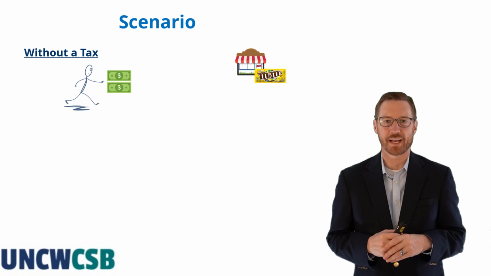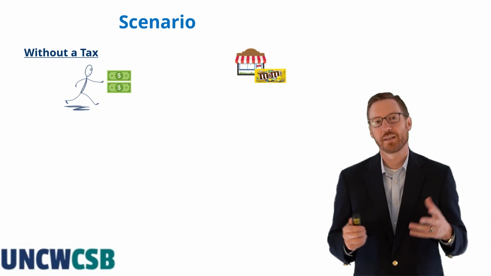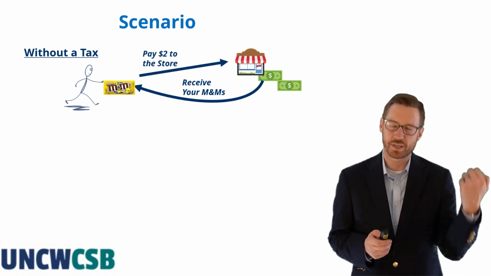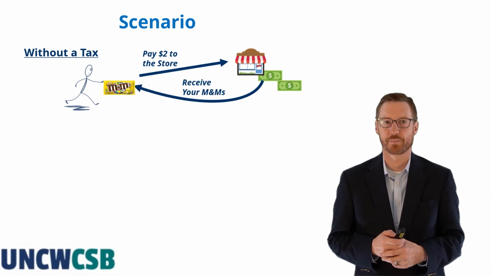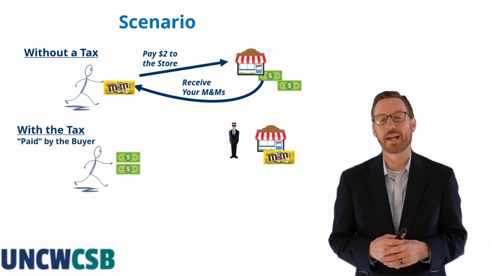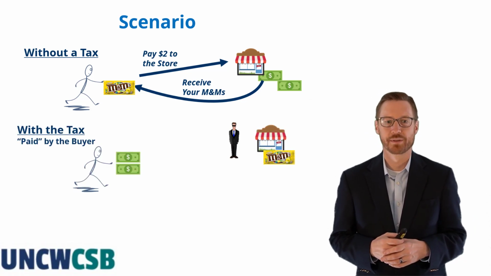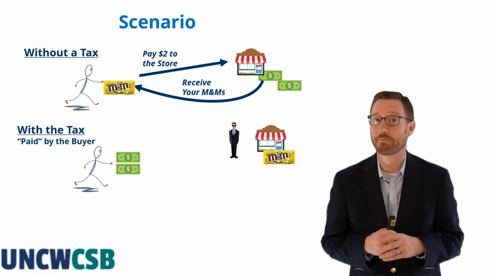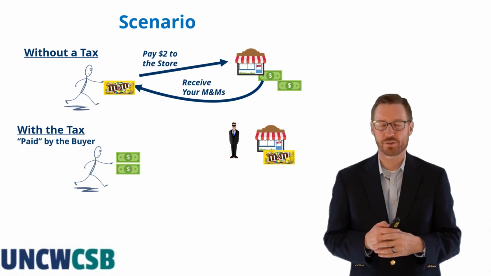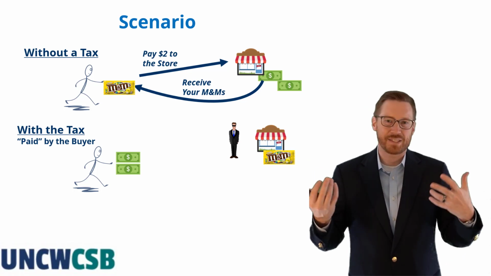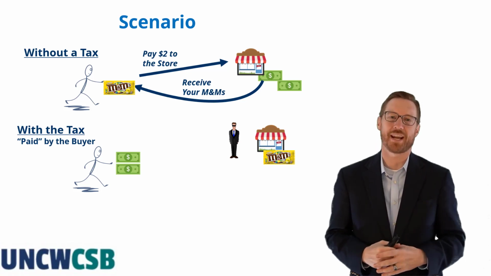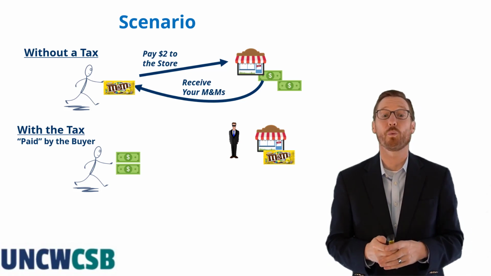So without a tax, you've got your $2. You take those $2 to the convenience store, you pay the $2, and you get your M&Ms in return. Now the government comes along and they put a $1 tax on M&Ms. And this tax is supposed to be paid by the buyer. So you, as the buyer, as you're approaching the store, there's a guy standing there with a skinny tie, suit, sunglasses. It's the tax collector. He's here to take your $1.